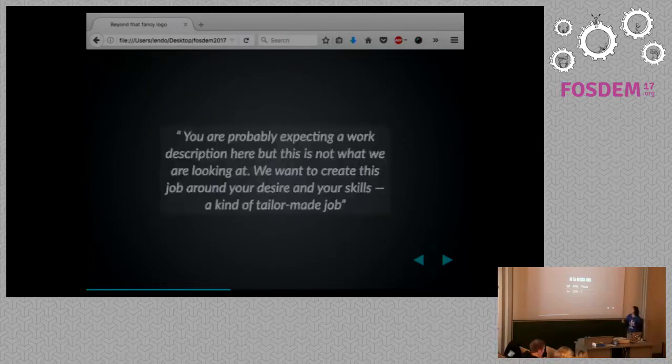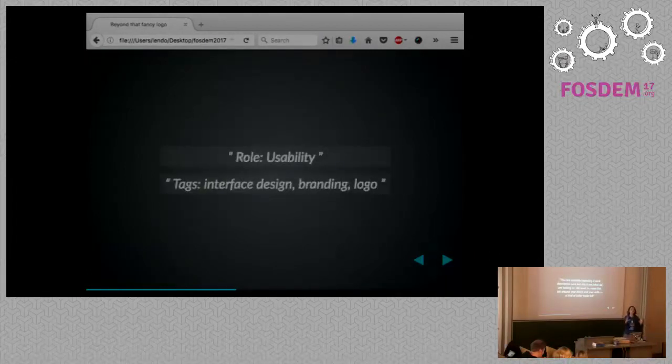Another 25%, I quite couldn't work out what they were asking for. And this was because either they were being purposefully vague, like this job that was being really open, oh, we can create a position to fit your skills and to fit your interests, which is really nice, or because they were sending very confusing signals, like this job that says role usability, tags, interface design, branding, and logo.